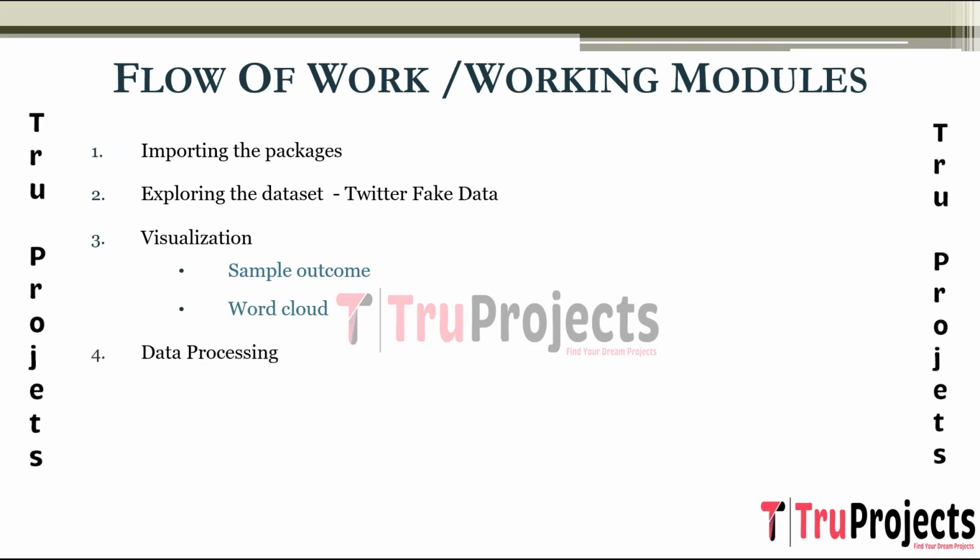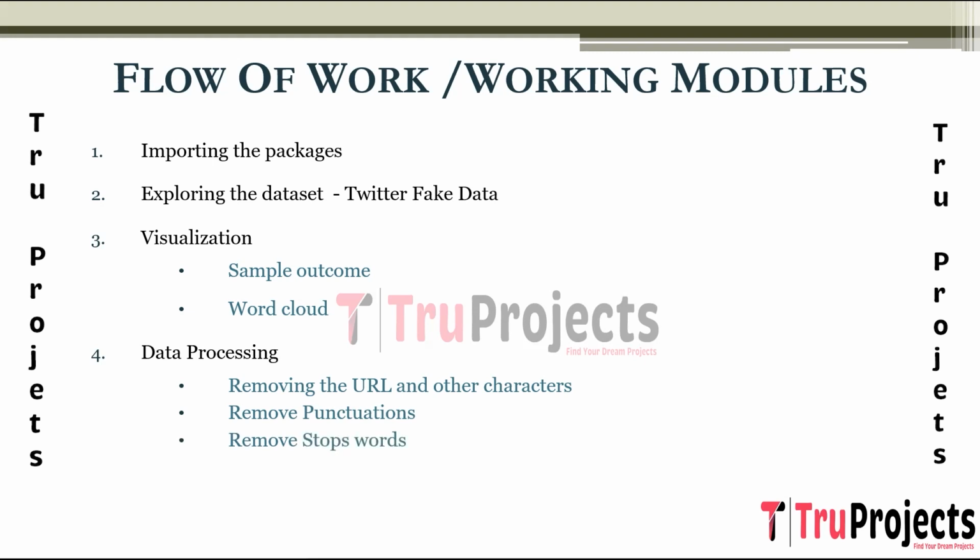Coming to data processing, in this step, the text data is pre-processed by eliminating URLs and unwanted characters. Punctuation marks are stripped from the text to focus on the content of words. Commonly used stop words are removed to enhance the relevance of the remaining text. The data is normalized, potentially involving the conversion of text to lowercase.